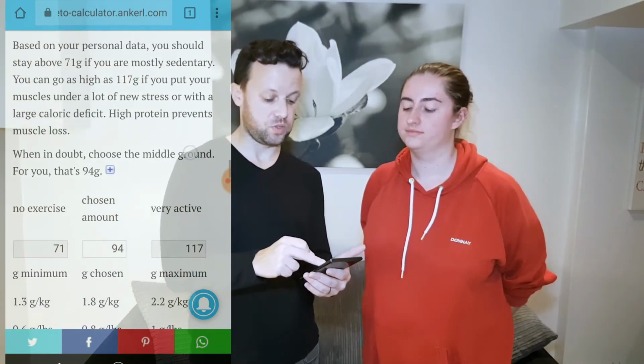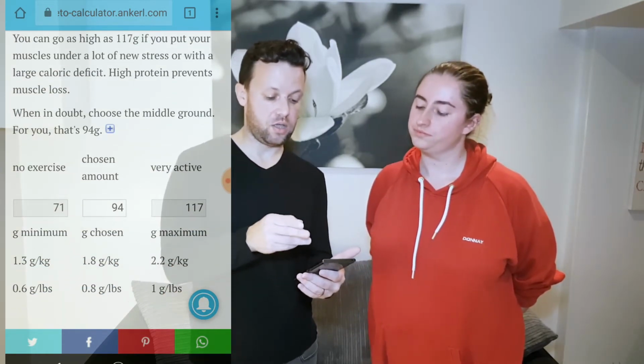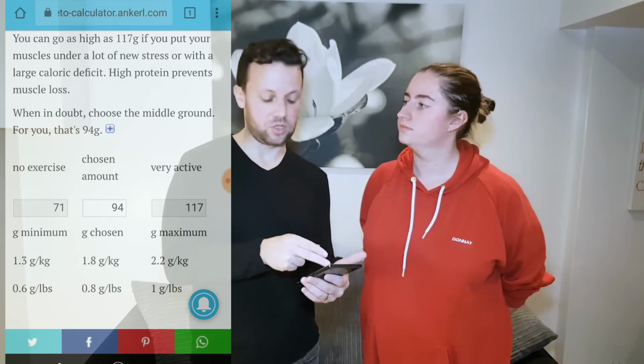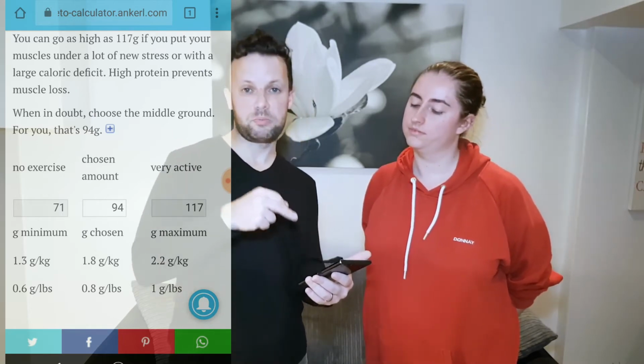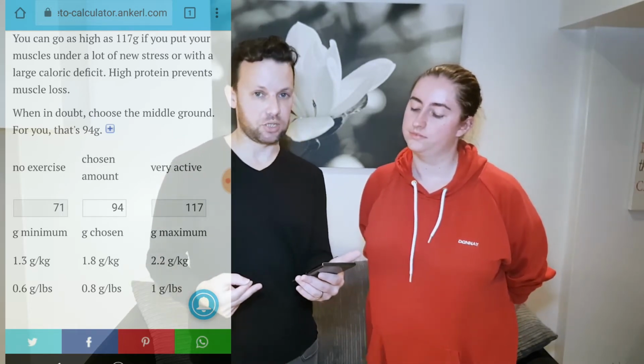How much protein you eat. It will give you an option. If you do no exercise, it's 71 grams in this case, so 1.3 grams per kilogram of lean body mass.